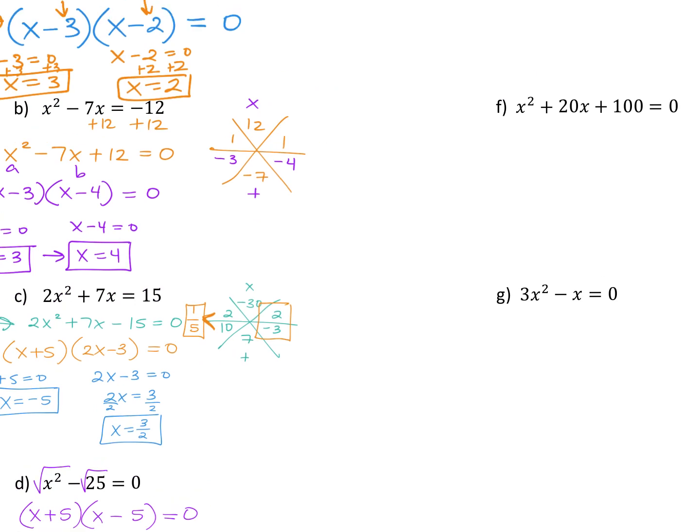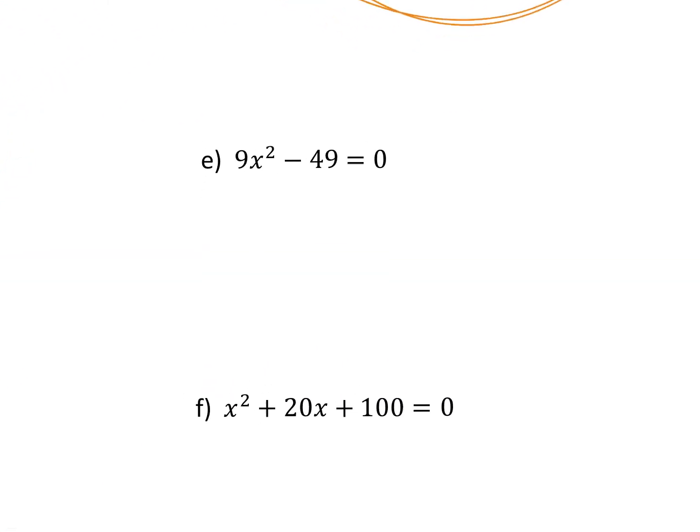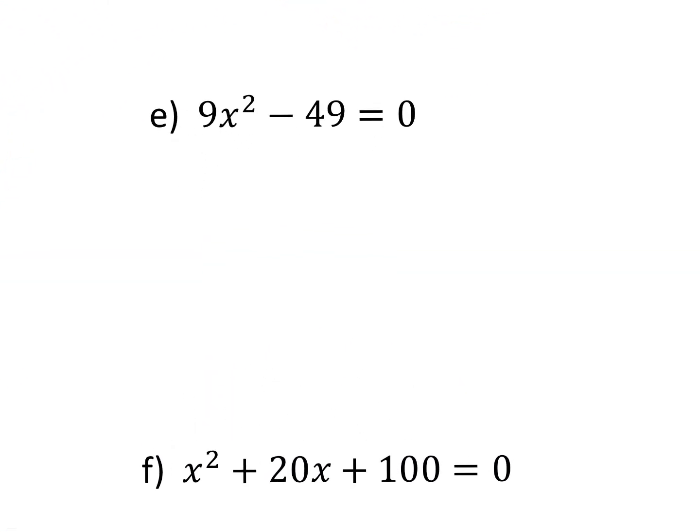Okay, back up to the top here. Letter E. What do you do with this one? We're going to square root them. That's a difference of squares, right? This is a perfect square and this is a perfect square. So it's going to be two binomials, one that's going to be plus, one that's going to be minus. What goes inside? Square root here, you get 3x. Square root here, you get 7. So 3x plus 7 and 3x minus 7. And it's got to equal 0.